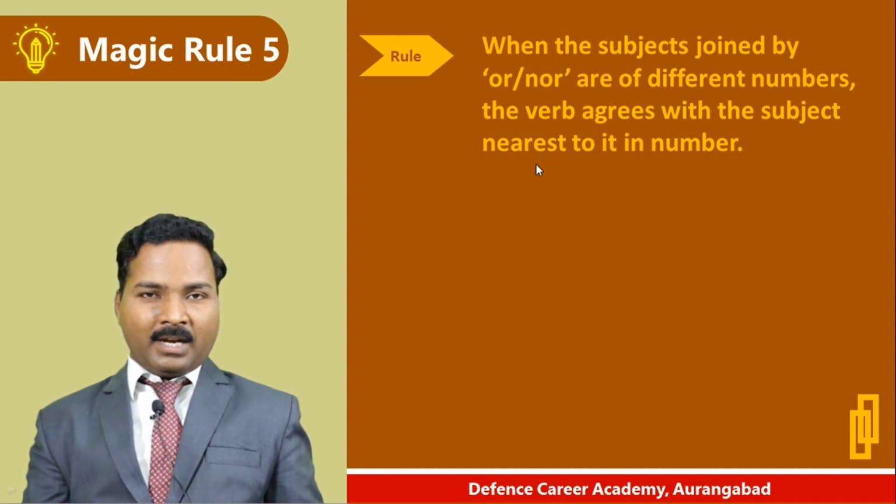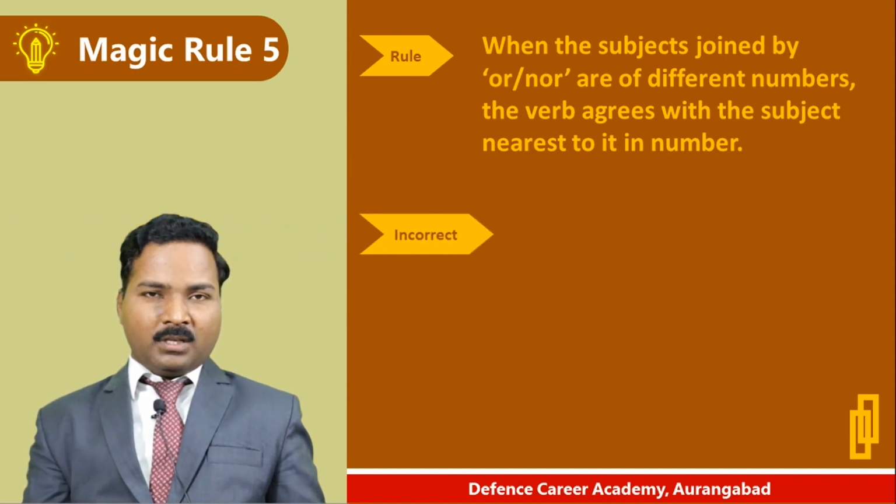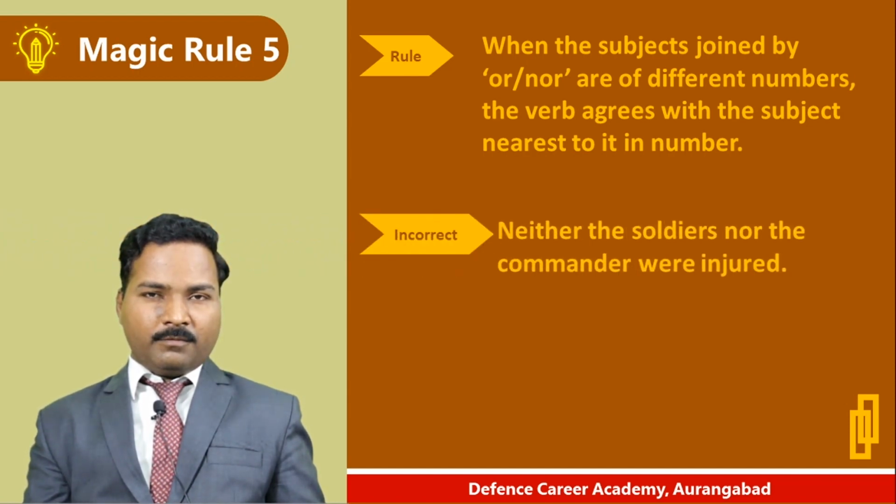So always remember that if the second noun is plural, the verb must be plural. If the second noun is singular, the verb must be singular. This is the most important thing we need to keep in mind. Now see this example: "Neither the soldiers nor the commander were injured." In this example, neither-nor is used as a conjunction. The first noun, soldiers, is plural, and the second noun, commander, is singular. If the second noun is singular, the verb must be singular because this is the subject nearest to the verb.